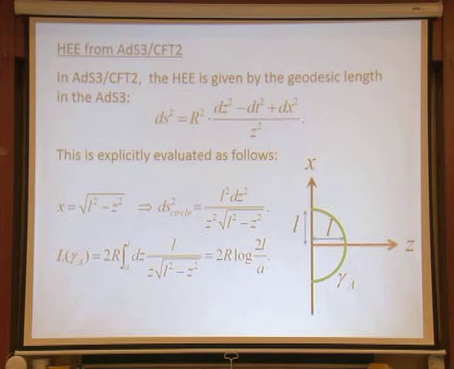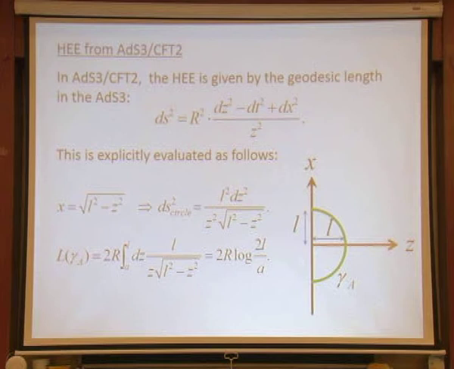Then we can immediately find, by solving the geodesic equation, that this is precisely a semicircle, the minimal curve. So we just need to integrate the length element on this curve. The induced metric here is given this way in terms of the z coordinate. Since this is a semicircle, we just plug it in here.